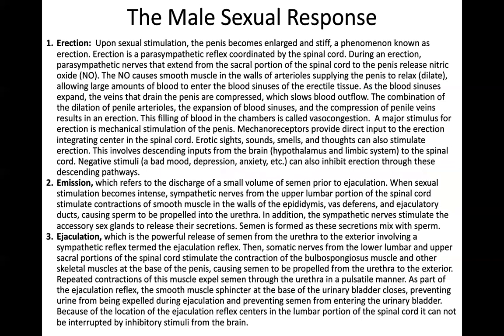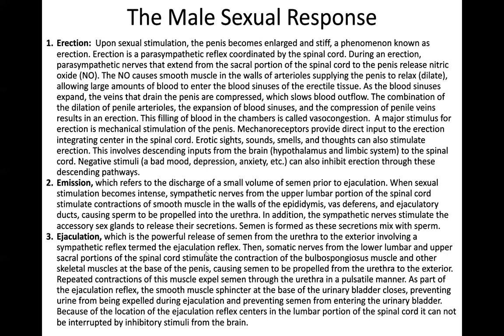So that's what this next sentence is stating. In addition, sympathetic nerves stimulate accessory sex glands to release their secretions. Semen is formed as these secretions are mixed with the sperm. And then the powerful release of the semen from the urethra to the exterior is what we call ejaculation. It's a sympathetic reflex. We'll literally just call it the ejaculation reflex.